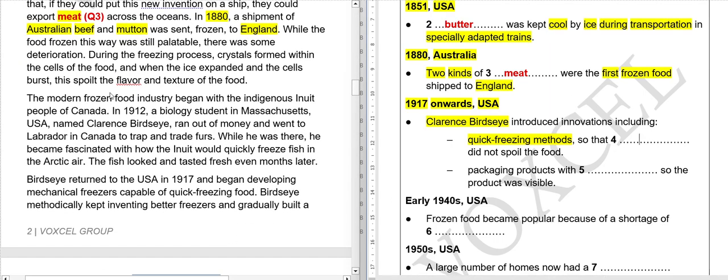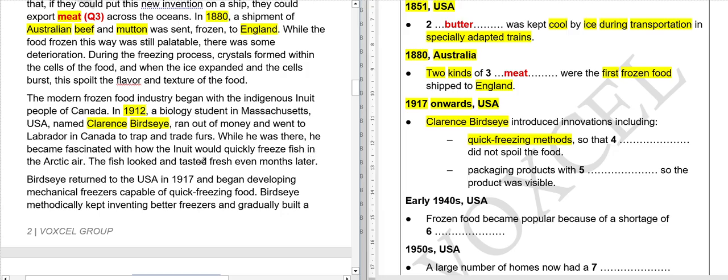The modern frozen food industry began with the indigenous Inuit people of Canada in 1912. A biology student in Massachusetts, USA, named Clarence Birdseye. So here 1912, but we want to find 1917. Ran out of money and went to Labrador in Canada to trap and trade furs. So he then went to Canada to do this. While he was there, he became fascinated with how the Inuit would quickly freeze fish in the Arctic air.